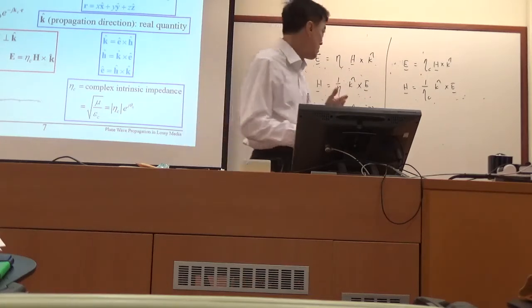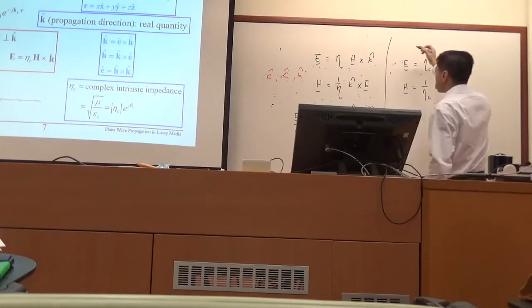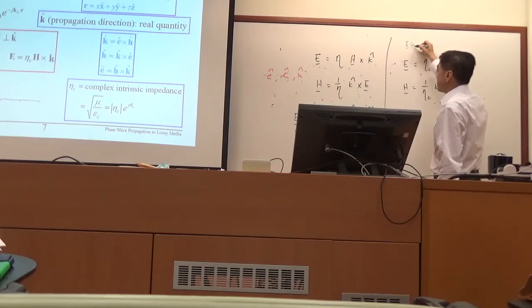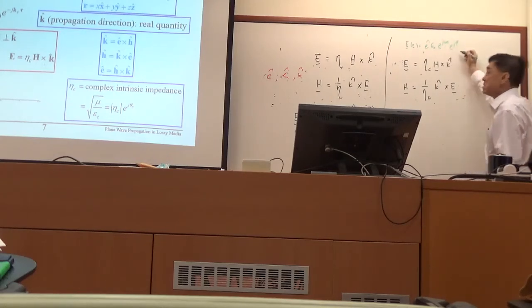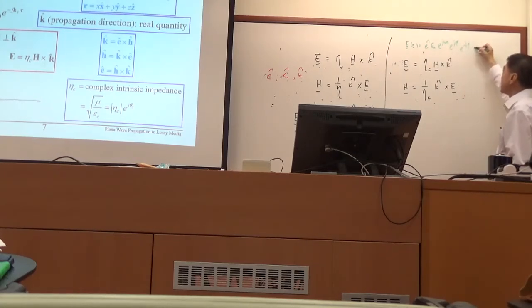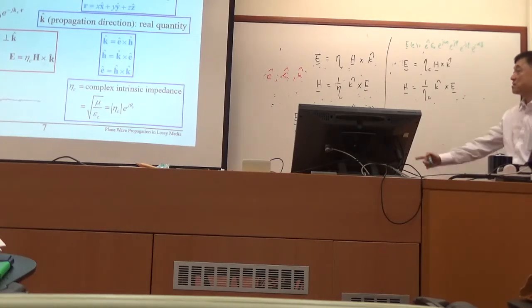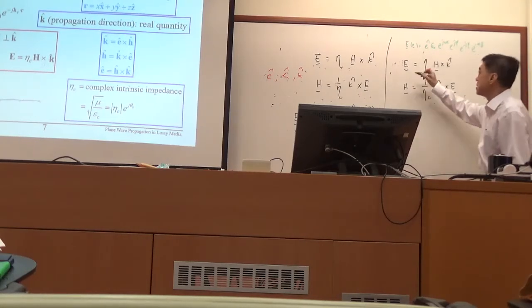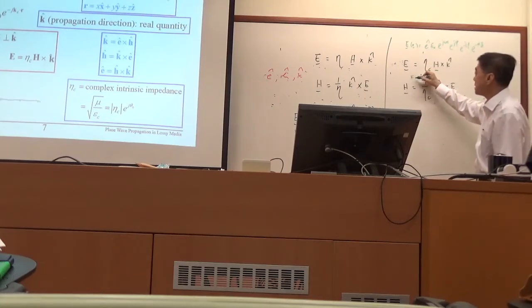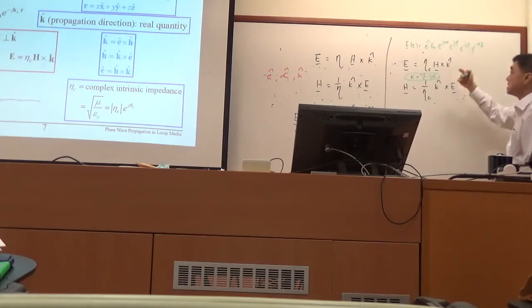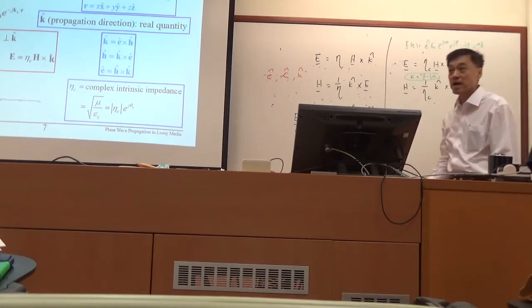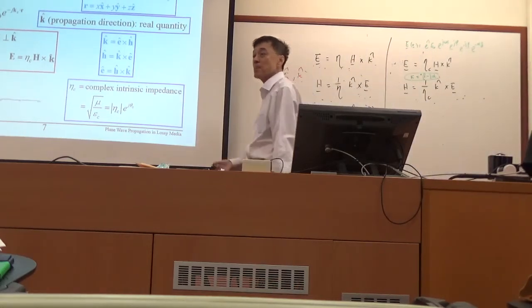Now, what happens for this one? Now my E is equal to E naught, e^(j omega t), e^(j phi), e^(-j beta z), e^(-alpha z). Am I correct? Because now this k is equal to beta minus j alpha. So I put this in. The rest is the same.